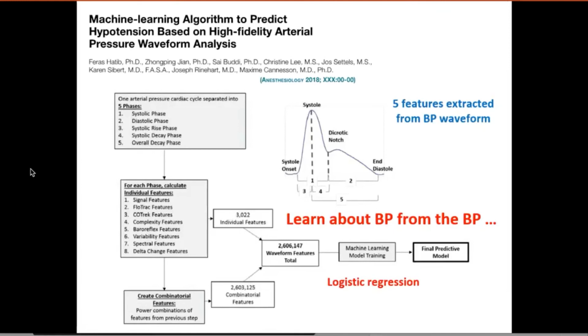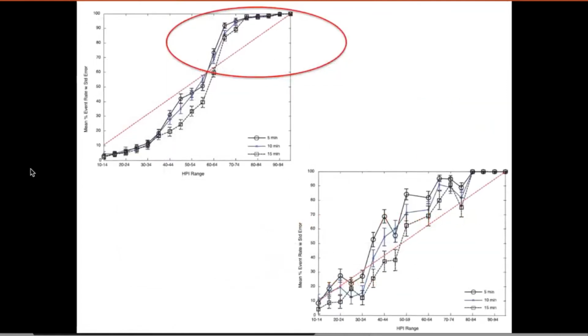Next slide. It was interesting to see that, because it was one of the first algorithms that was not only published. There were actually a couple of them published before, but this one actually made it to the market, and it's now commercialized under the name of HPI, for Hypotension Prediction Index.